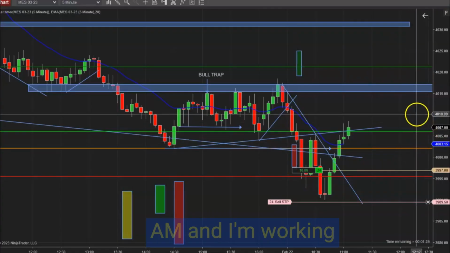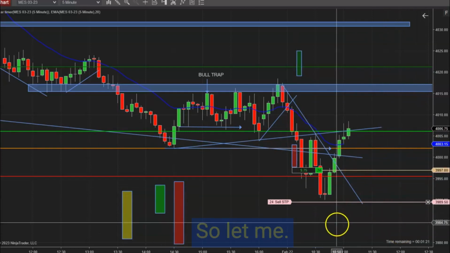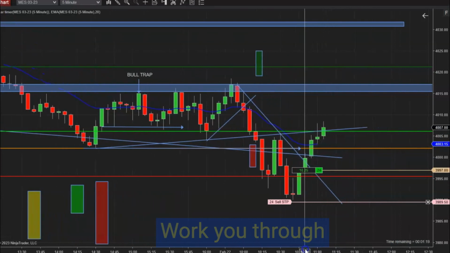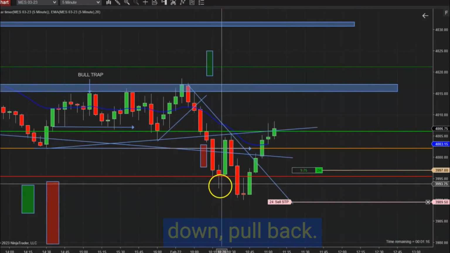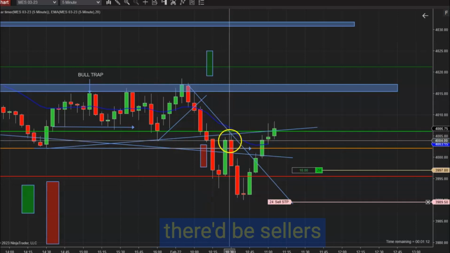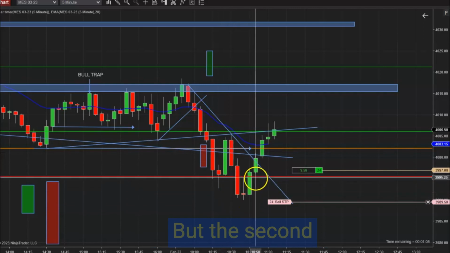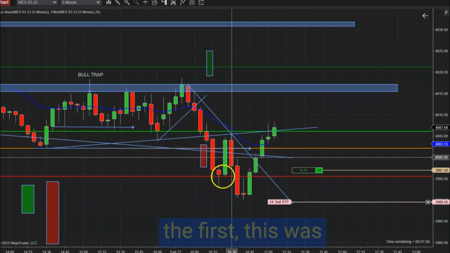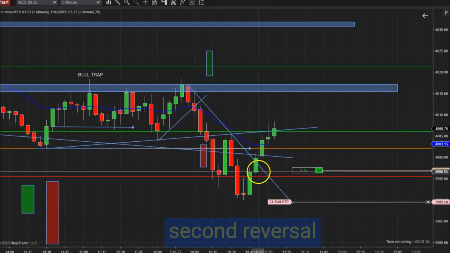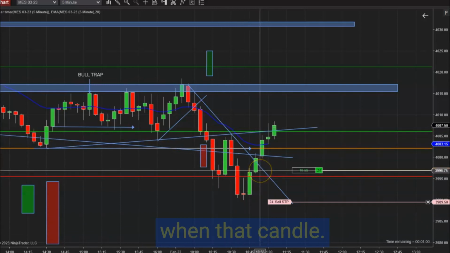Right, it's 11:03 a.m. and I'm working through this long trade here. So let me walk you through what I did. I saw one leg down, pullback. When I saw this green bar, I figured there'd be sellers because this is the first reversal up, and they did. But the second reversal up, which was this big green candle, I ended up buying right when the candle closed.